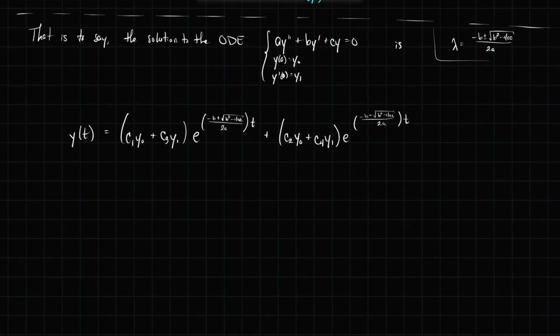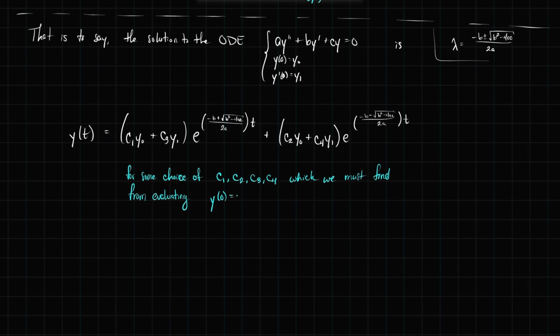The only problem is that this is true for some choice of c1, c2, c3, c4, which we must find. But that's okay. It's not that hard to go ahead and find four constants. You find them from evaluating y at 0 and forcing it to be equal to y0, as well as y prime at 0 and forcing it to be equal to y1.